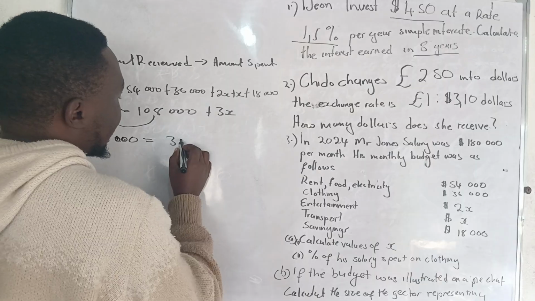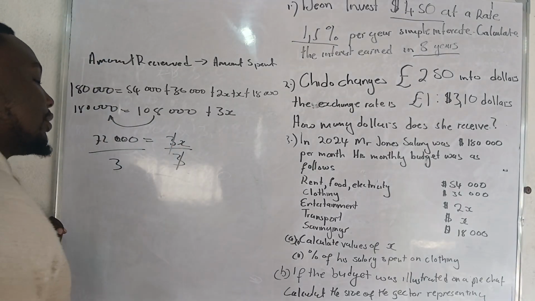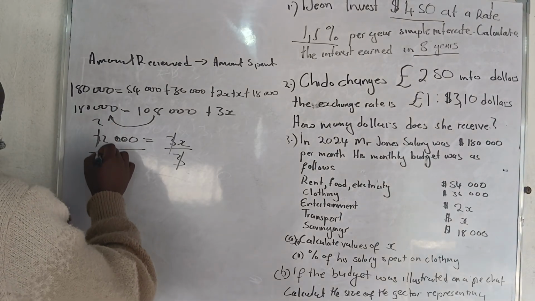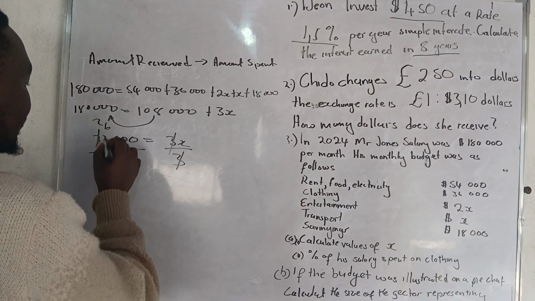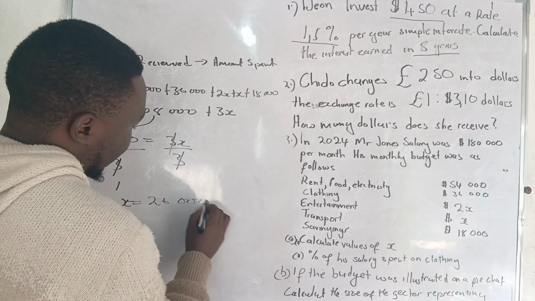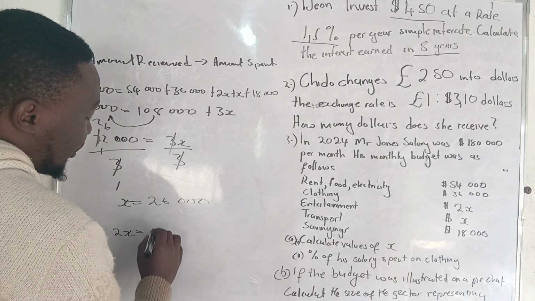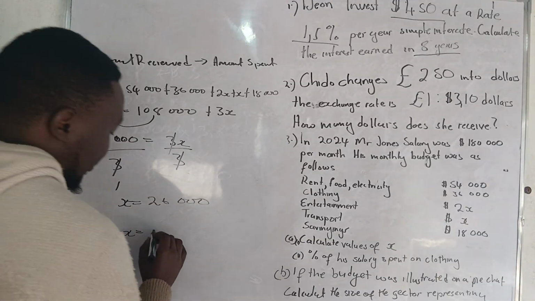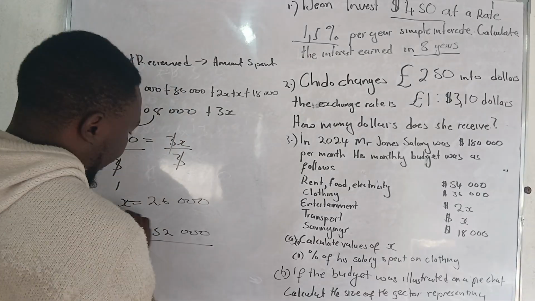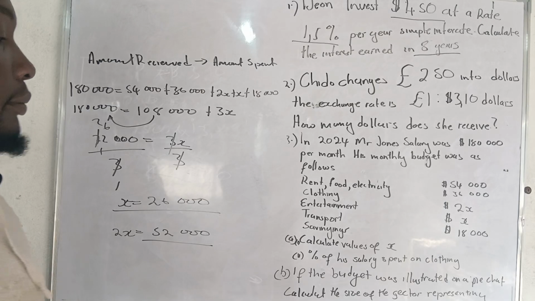72,000 is equal to 3x. We divide by 3 here, we divide by 3 here. You divide both sides by 3. So 3 into 3, 1. 3 into 7, 2 remainder 1. 3 into 12, 4. So x is equal to 24,000. And 2x is equal to 2 times 24,000, which is 48,000. So you found the values of 2x and x.